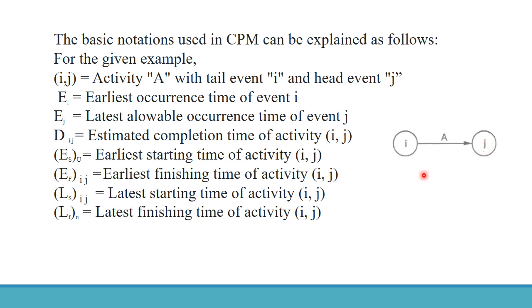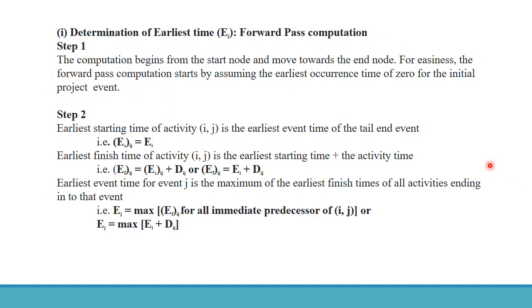ES_ij is the earliest starting time of the activity i-j. And EF_ij is the earliest finishing time of the activity i-j. LS_ij is the latest start time of activity i-j. LF_ij is the latest finishing time of the activity i-j.